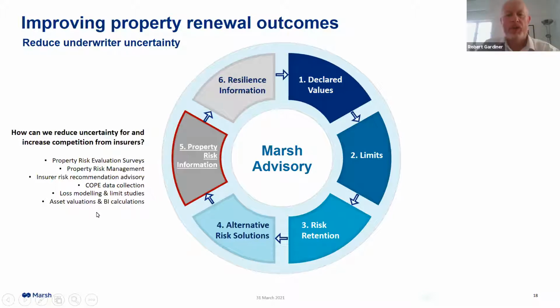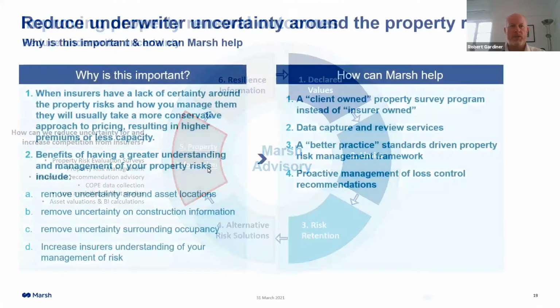Thanks, Zane. Ultimately, as Zane alluded to, it all starts with data. And I think, if data doesn't exist, then insurers are going to feel that uncertainty with the data with potential additional premium, or ultimately reduce their capacity. So as Zane highlighted, it's all about reducing that uncertainty by providing quality data and information to insurers.